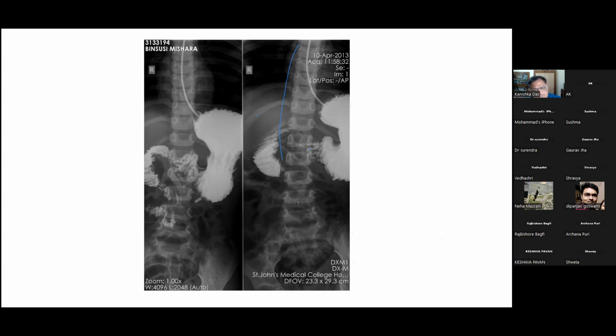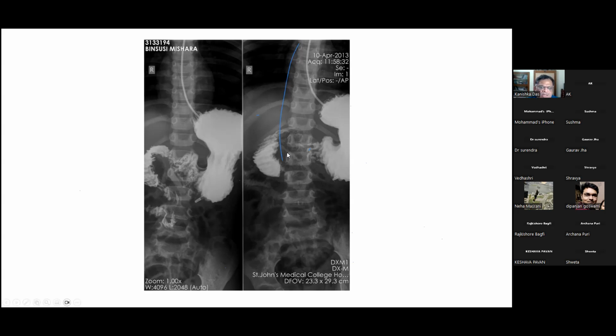Is this particular procedure prone to some complications? Common complication: adhesive obstruction after adhesiolysis. Adhesive obstruction, very typical. Very good.